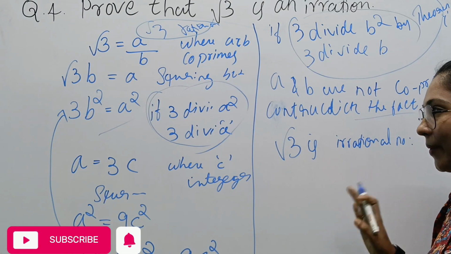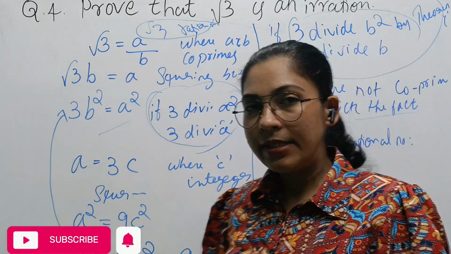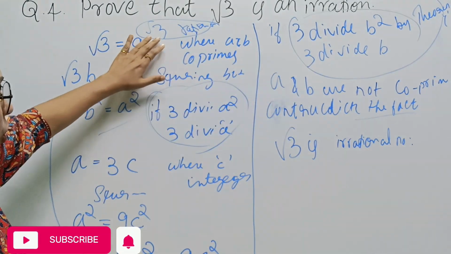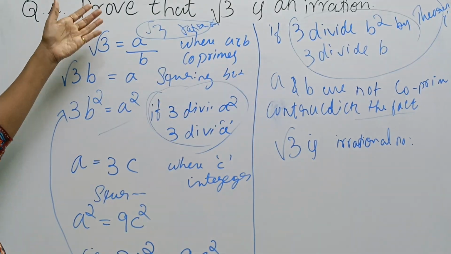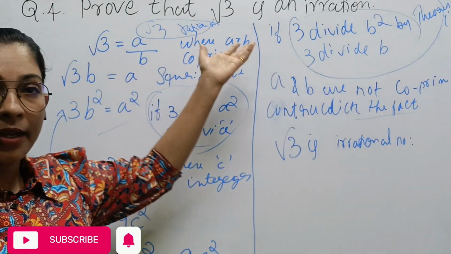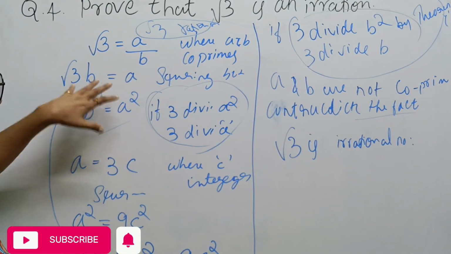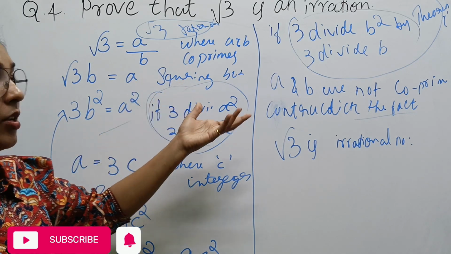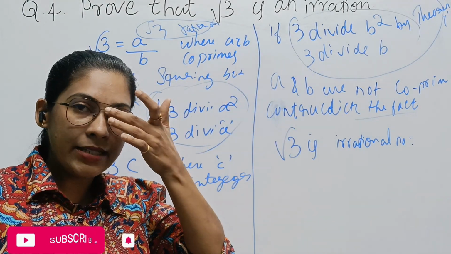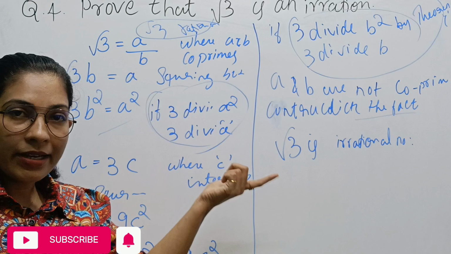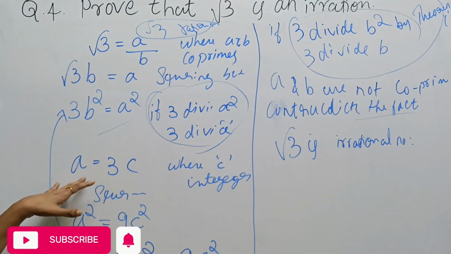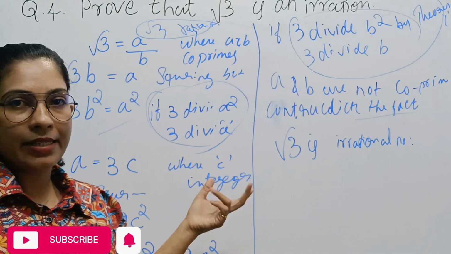Okay, hope it is clear for you. Actually, this is very simple. First, we have to take the contradiction statement, that is root 3 is a rational number. Then root 3 is equal to a by b, where a and b are co-primes. And by rearranging this equation, we can say that if 3 divides a square, by theorem 1, then 3 also divides a. Okay, so a is equal to 3c, where c is an integer.